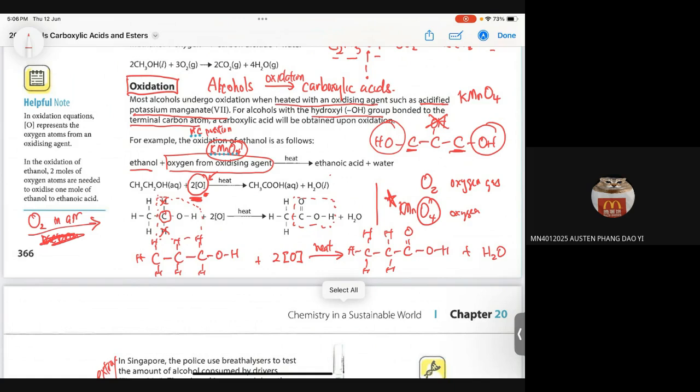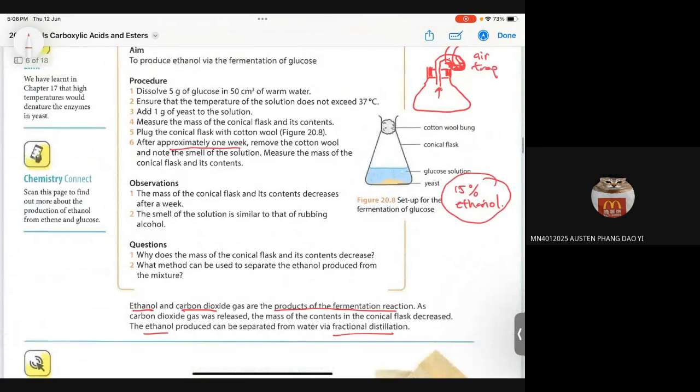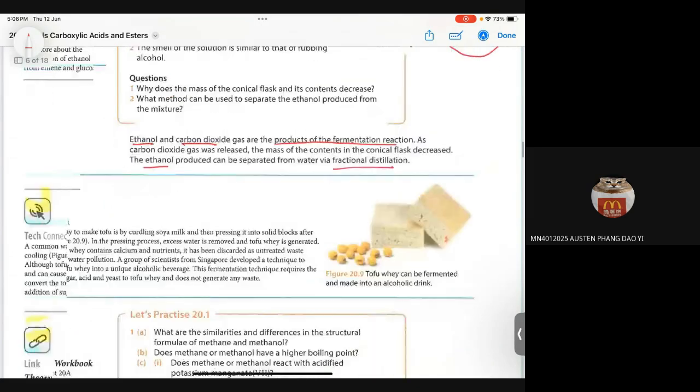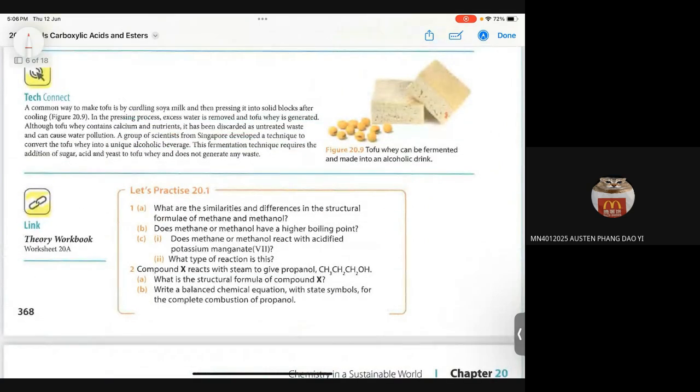You let it undergo oxidation, it actually becomes your vinegar, which is ethanoic acid. So just take note of it. Okay? So this wraps it up nicely in terms of production of glucose, production of ethanol. Okay? Any questions up to this point?